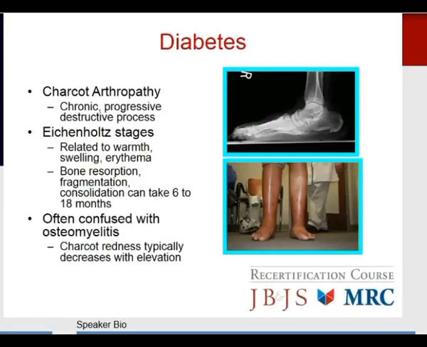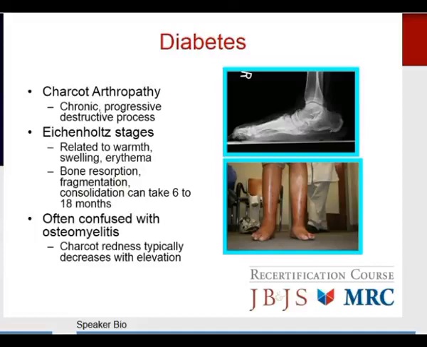In patients that have Charcot disease, it's often confused with an infectious process. Have the patient elevate the leg for about 5 minutes or so. When they do that, if they have Charcot disease, the redness often goes away. If it's an infectious process, the redness does not go away. You can also get a bone scan and a tagged white cell scan to make that determination.